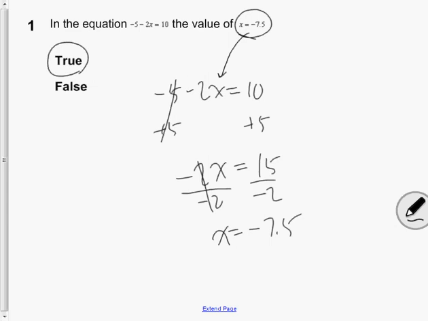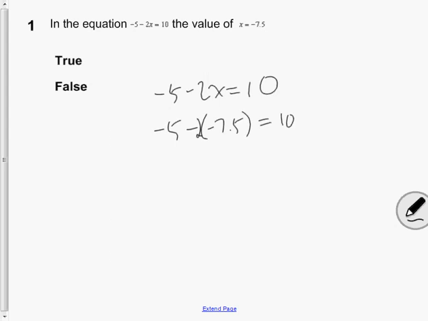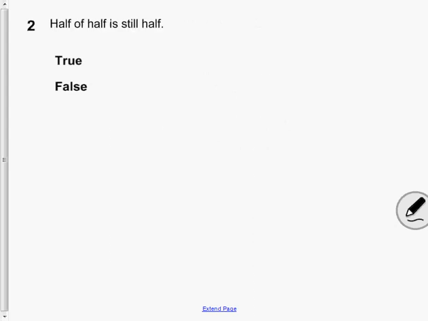But what I could have done instead, if I go back in time to here, is take that and substitute it in, and then simplify both sides. So -5, and -2 times -7.5 is +15. And the sum of those two is 10. I would find that I have 10 equals 10. So both ways you could solve it to find the answer is true.